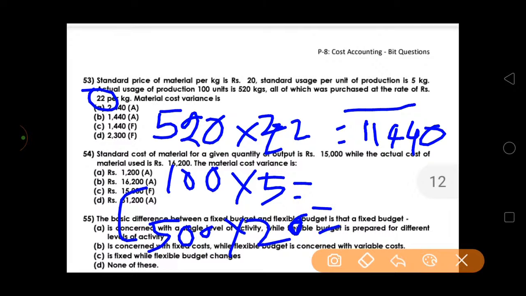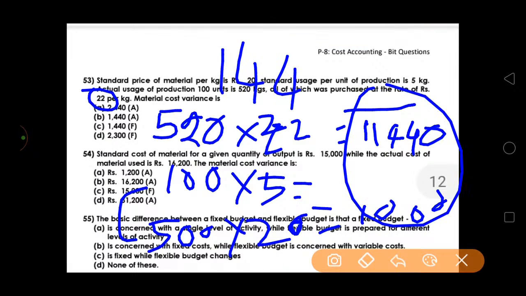So that is 500 into 20, that is equal to 10,000. So we subtracted it, that is 1,440. So 1,440 is the right answer. So B is the right answer. So we understand the calculation.